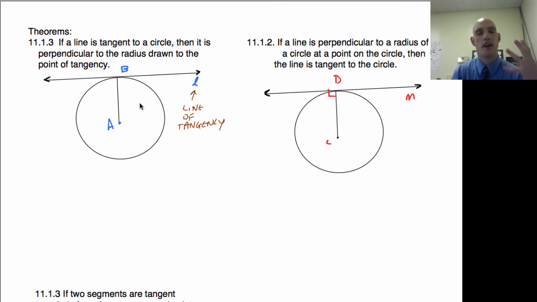Okay, and so if that's a line of tangency and there's a segment drawn to the radius, then this has to be 90 degrees. The other theorem is saying if it's perpendicular, then this is a line of tangency. So in one, we have the line of tangency and we're saying it's perpendicular. In the other, we're saying it's perpendicular, so we have a line of tangency. You see how they go together.